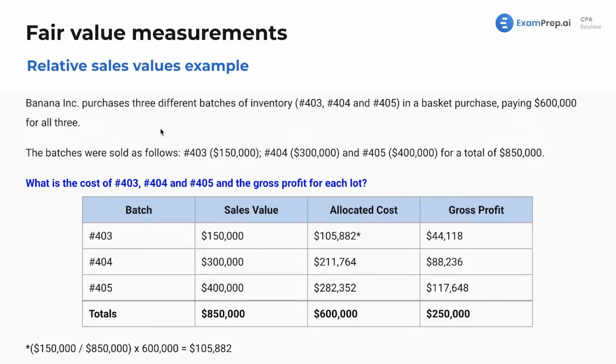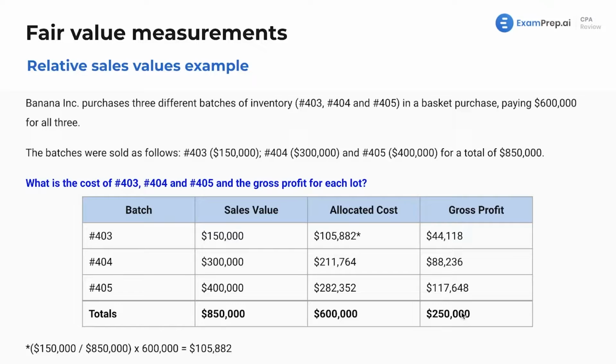Banana Inc. purchases 3 different batches of inventory. We got the 3 batches here in a basket purchase, paying $600,000 for all 3. Then they were sold for different varying amounts, right? We sold batch 403 for $150, 404 for $300, and 405 for $400, for a total of $850. So we made a profit in total of $250,000.